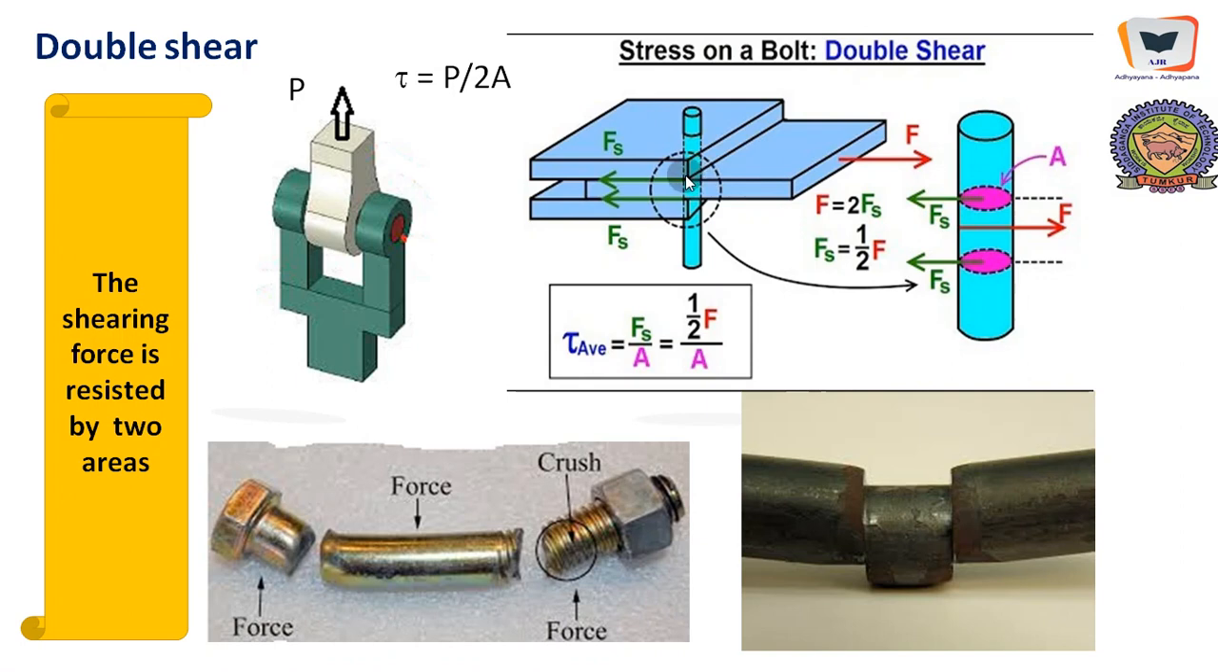Here is one area of cross section where probably a failure can happen. Here there is another area of cross section where probably failure can happen, and here it is shown in red. This is the area of cross section, and this is another area of cross section which is participating in resisting the shear force F. Right.